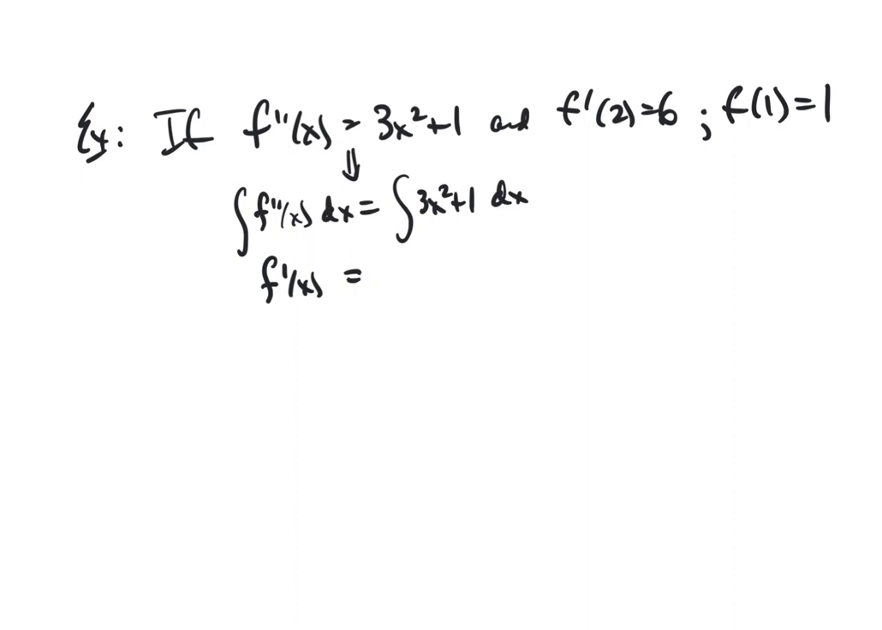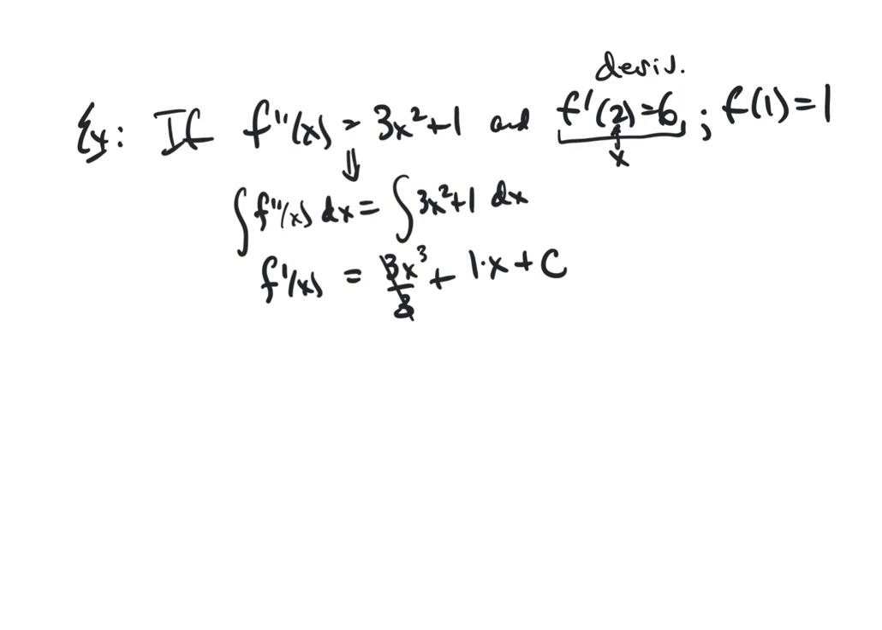On the other side, it's a little more obvious. 3 is a constant. To integrate x squared, we add 1 and divide by the new exponent. To integrate a 1, we attach the variable of integration, then of course add a constant c. The 3's of course cancel, and to find out what the constant is, we're going to use our initial value relative to the first derivative, and we're going to replace x with 2 and the function with 6.